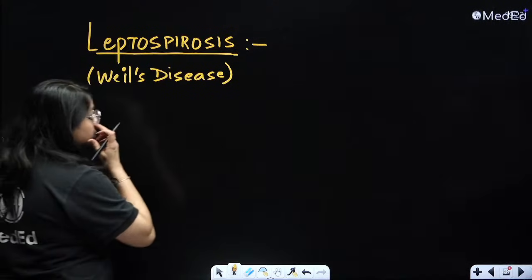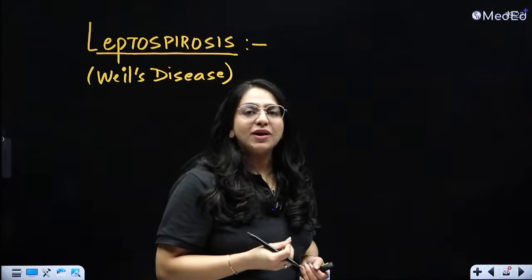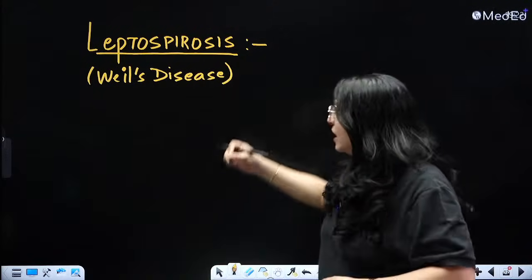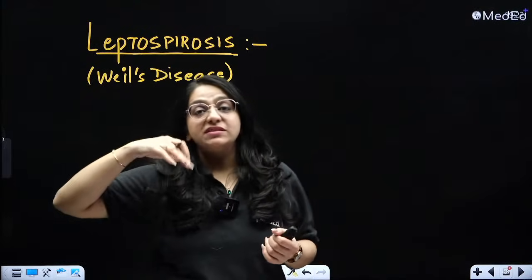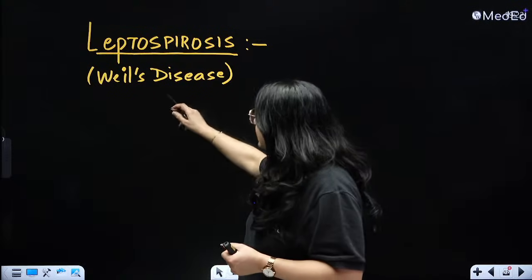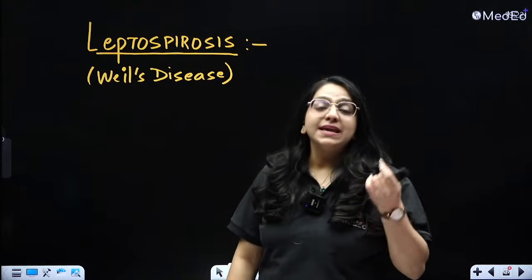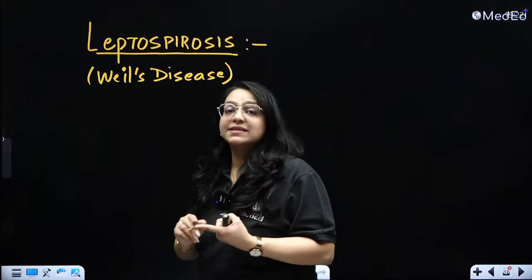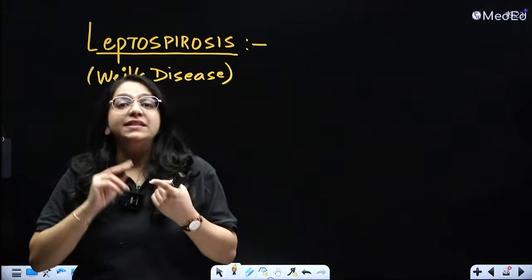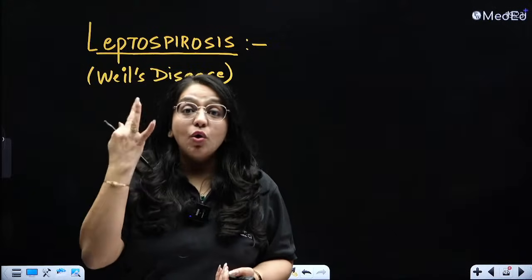You remember leptospirosis, the severe disease is also called as the Weil's disease. So there is the mild leptospirosis and the severe leptospirosis. The severe leptospirosis is called as Weil's disease, which is also called as hepatorenal hemolytic syndrome. So there is lots of jaundice, there is liver failure, there is kidney failure.